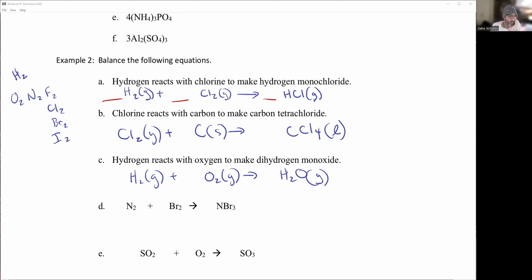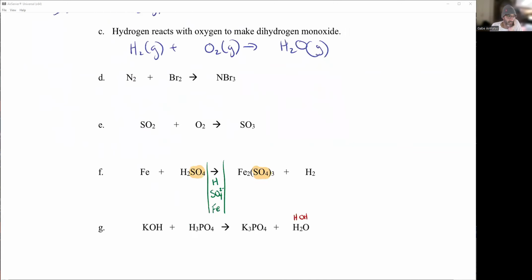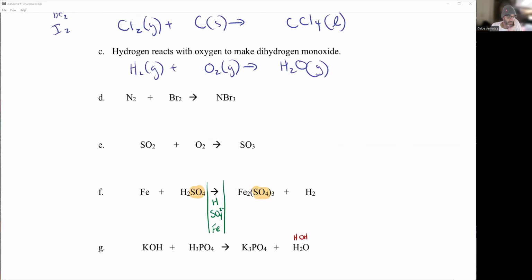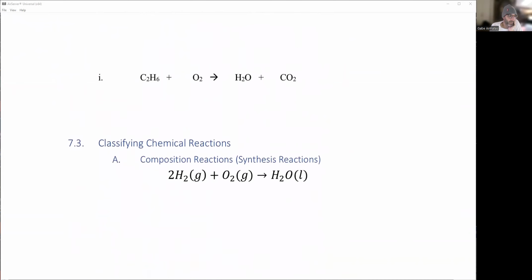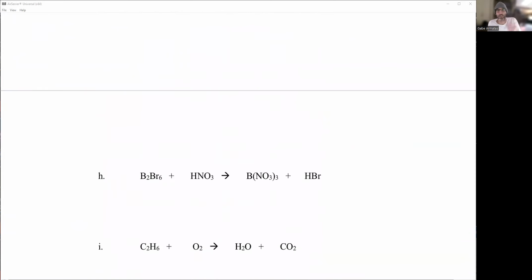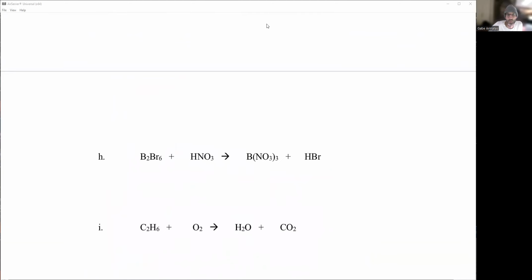For the rest of these, don't worry about the phase tags, but why don't you give balancing these a try, and we're going to try them in class. In fact, these as well. Okay, good. So that's pretty much it for balancing chemical equations. We're going to do a bunch of these examples in class, and from that, I will put up a video next on classifying different types of reactions.